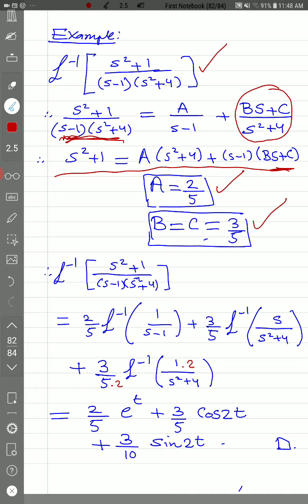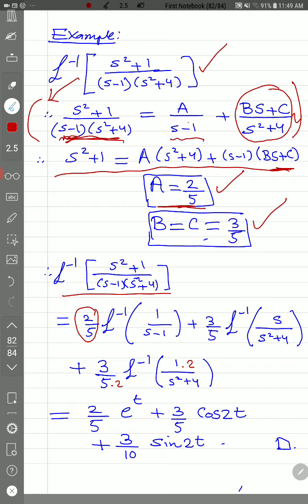So what happened now? Okay, this is what happened. We find A and B and C, and this is A and this is B and C. They are equal, so we put them here. And then we take L inverse of that one. So take A outside, because, as you said, L inverse is linear. I put it directly. This is your A here, 1 over S minus 1.